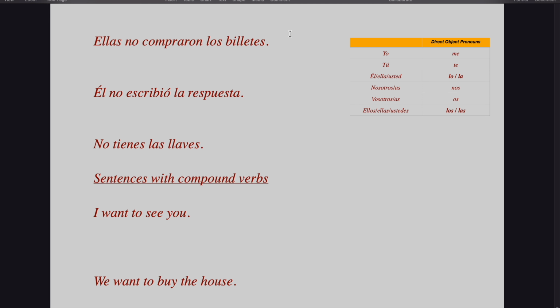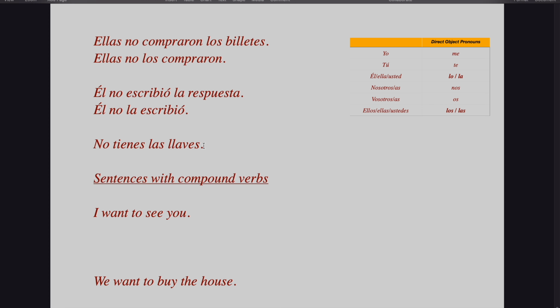Ellas no compraron los billetes. Ellas no los compraron. So los billetes here, that's why I'm putting it as los here. They did not buy them. And next one, él no escribió la respuesta. He did not write the answer. He did not write it. Él no la escribió. So I have to just replace that la respuesta with la here.